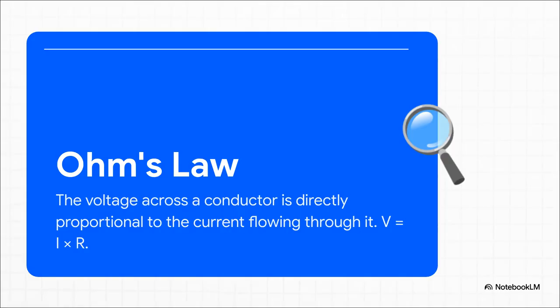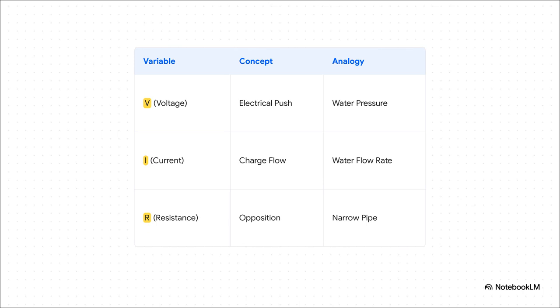And that rule is Ohm's law. It's one of the most fundamental principles in all of electronics, and it beautifully connects the 3 main characters in any circuit: the push, the flow, and whatever's pushing back. V equals I times R. Simple as that. This slide breaks it down perfectly with a great analogy, a water pipe.